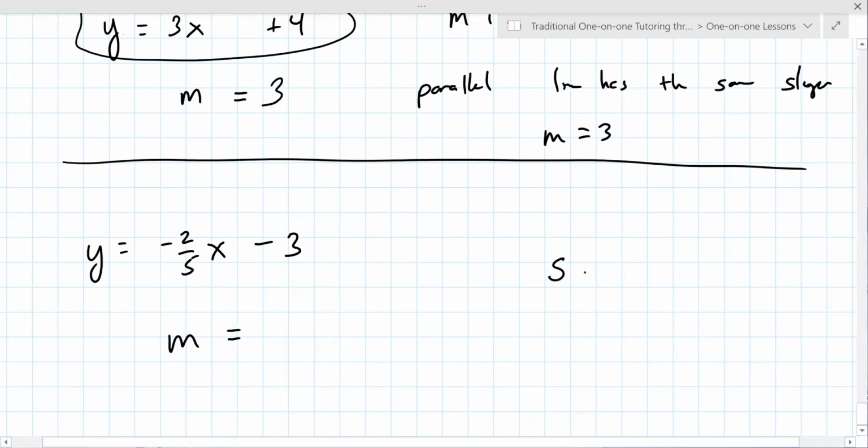If I wrote your name and said, what is the slope? All right, m equals, we know that it's -2/5. Yes. Okay, good.